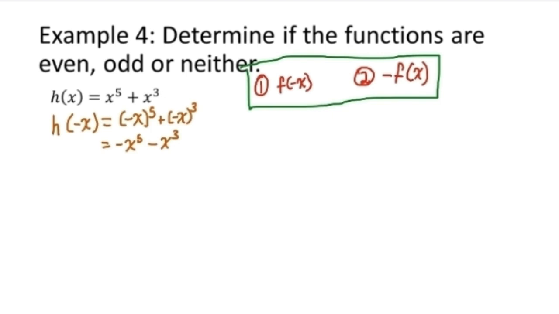Now, h of negative x is not the same as h of x. We can see the signs are different. So h of x is not an even function. Now we're going to test to see if it's odd by finding negative h of x, which means I'm going to multiply my function h of x by -1. Then distribute in the -1, and we get negative x to the 5th minus x cubed.